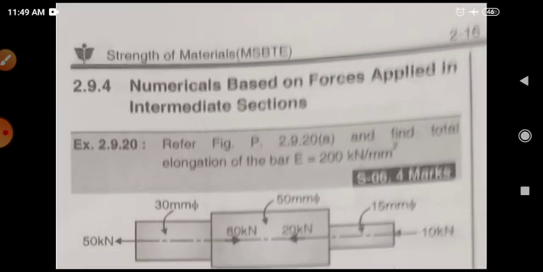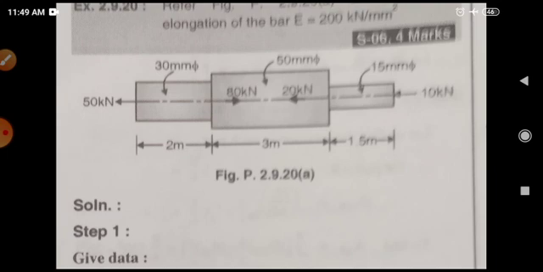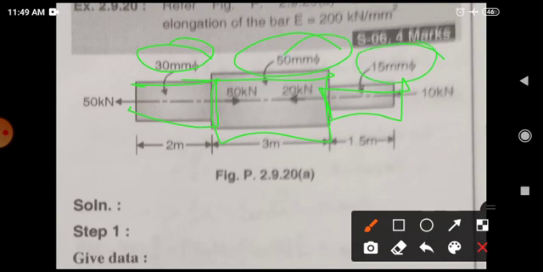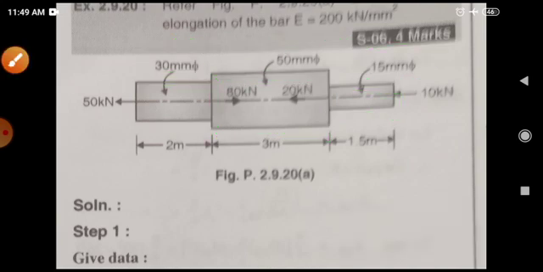Depending on the principle of superposition, you have to solve some problem. This is not too difficult a problem. Let's see. Here you are given a composite rod, of different diameters. Three rods connected to each other, 30 millimeter, 50 millimeter and 15 millimeter. It is very simple.